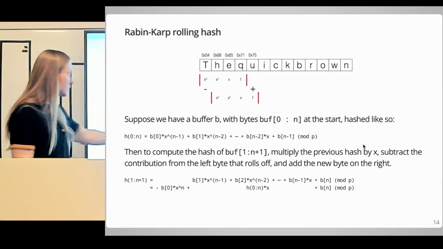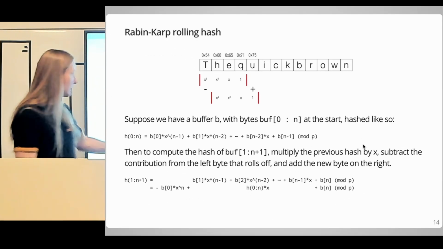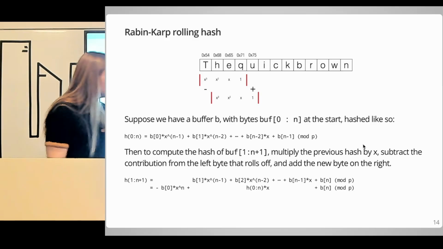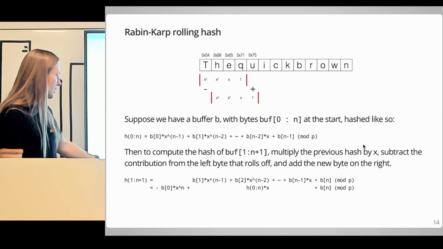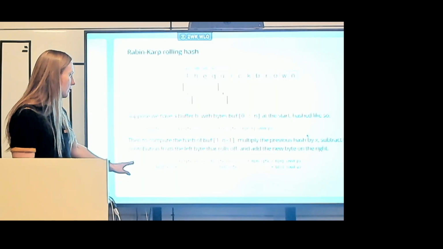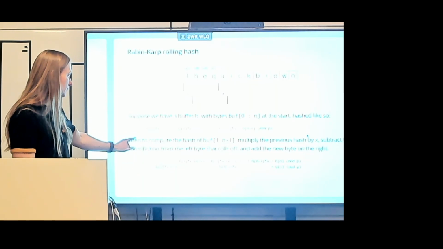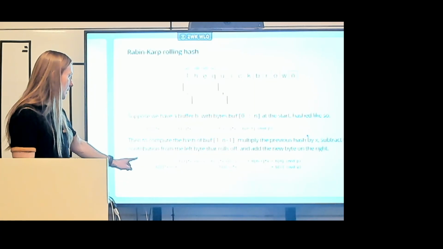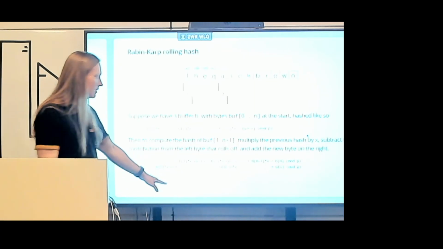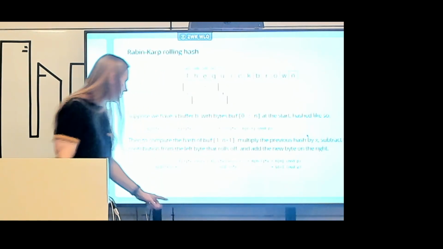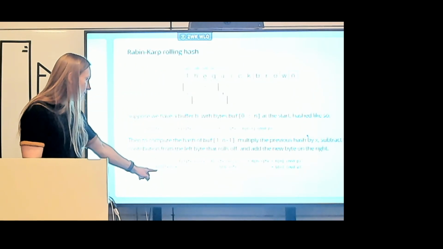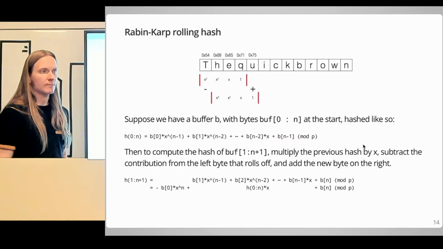So here's that written out a bit further. The hash from 0 to n is this polynomial mod some prime p. And then when we look at the expansion, the hash from 1 to n plus 1 is x times the previous hash plus the last byte minus the first byte times x to the n.